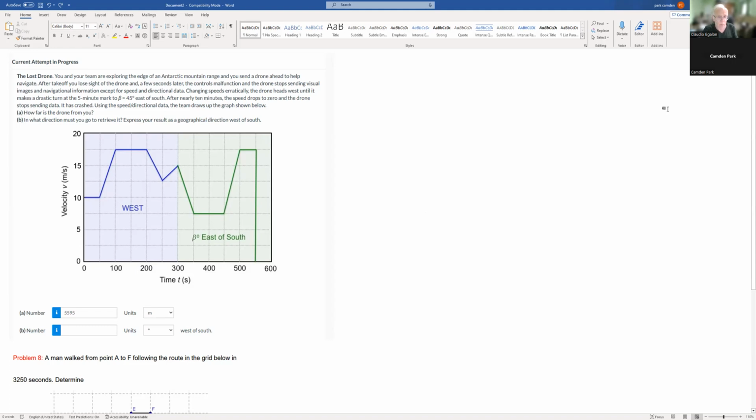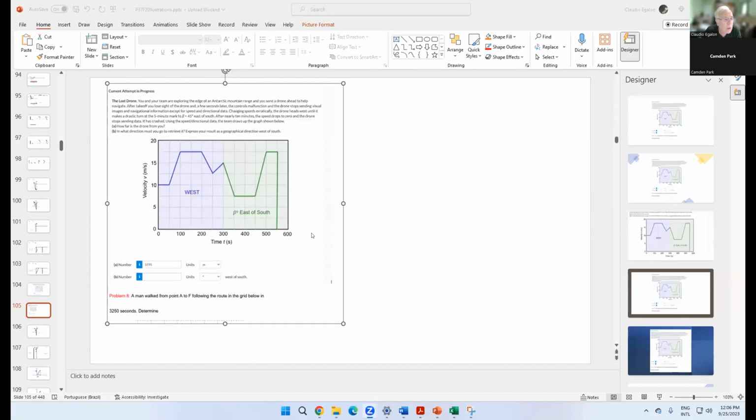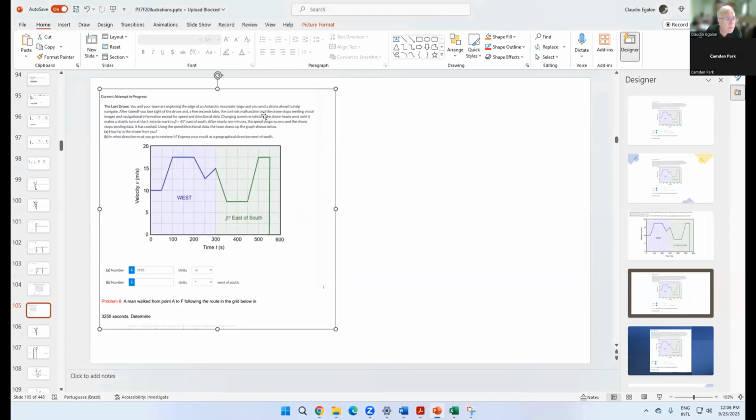Here we go. Now let me share the screen with you. Okay, lost drone. You and your team explore. After takeoff, changing speed directly, the drone heads west until it makes a drastic turn. So here we go at the 5 minute mark. The 5 minute mark is 300 seconds.